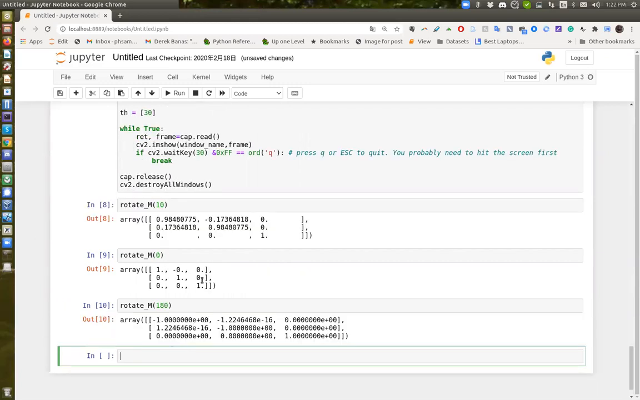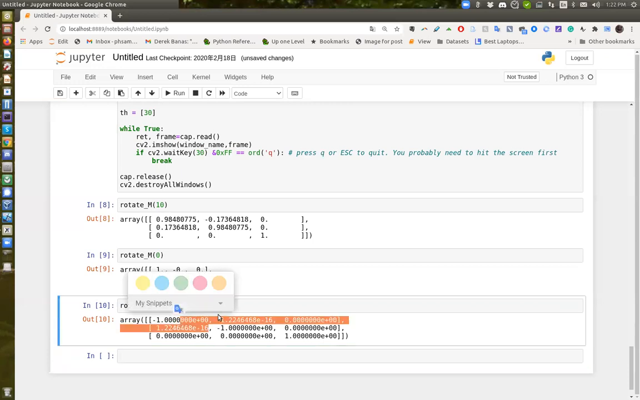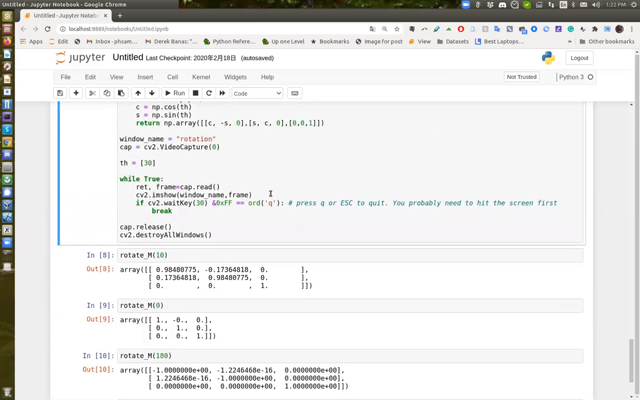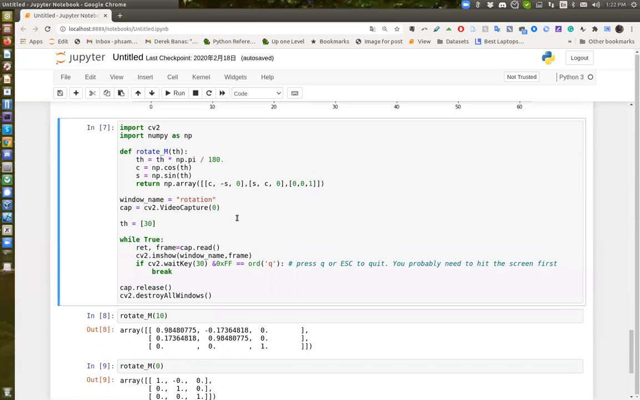So you see, let's see, 180. Yeah, I guess X and Y would be flipped, right? I think so. So then you have -1 here, right? Here it's not 0, but it's very close to 0. It's good, right? This is supposed to be 0. So I have my rotation matrix. It seems to be good.